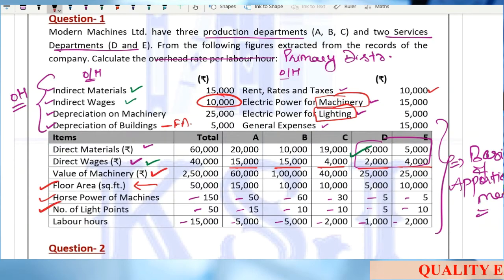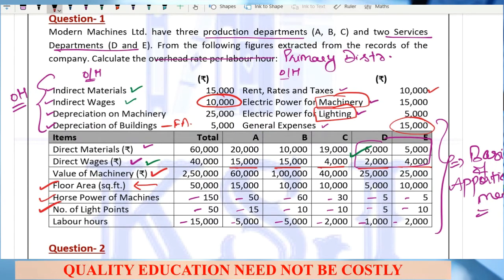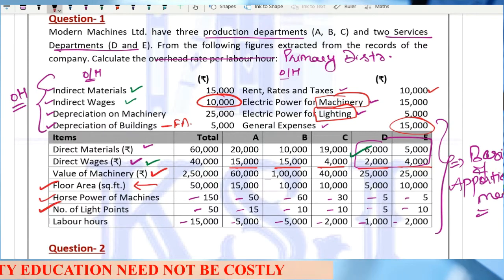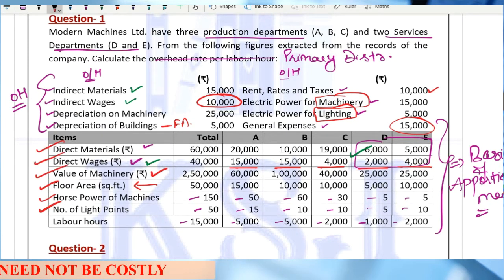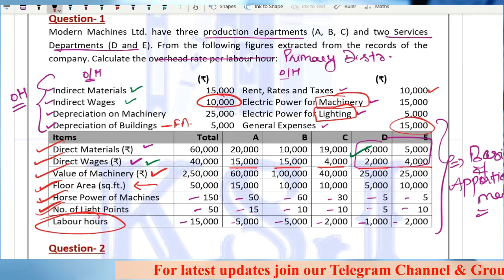Next is journal expenses of 15,000. Now there is no such specified criteria for journal expenses, so we have to take the best criteria. Out of these, we have used material, wages, value, floor area, horsepower, number of lights. What is left? Sir, labor hours. So we can distribute journal expenses on labor hours. There is no fixed formula on what basis you have to distribute journal expenses, right?